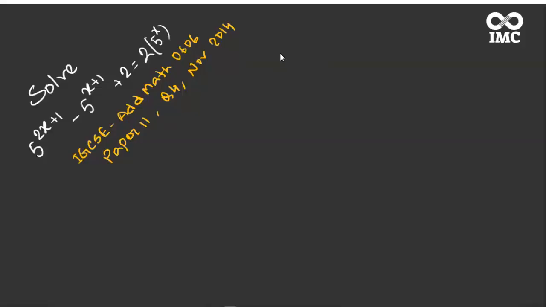Today we'll solve a very interesting problem that comes in the AGCS ADMAT 0606 paper 11, question for November 2014. So look, here the question says 5 to the power 2x plus 1 minus 5 to the power x plus 1 plus 2 equal to 2 into 5 to the power x.